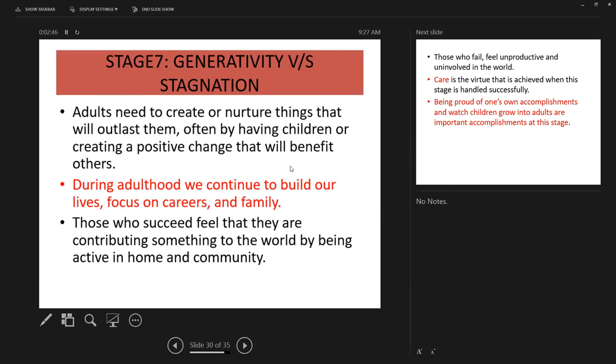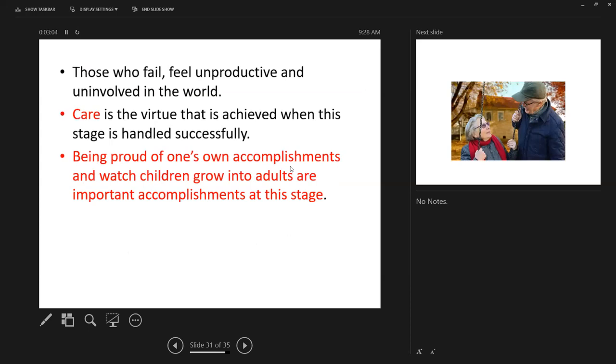So during adulthood, we continue to build our lives, focus on career and family. We try to save money. We try to build a home for our children. We watch our children grow. Those who succeed feel that they're contributing something to the world by being active in home and community. And those who fail feel unproductive and uninvolved in the world. Care is the virtue that is achieved when the stage is handled successfully. Being proud of one's own accomplishments and watching children grow into adults are important accomplishments at this stage.